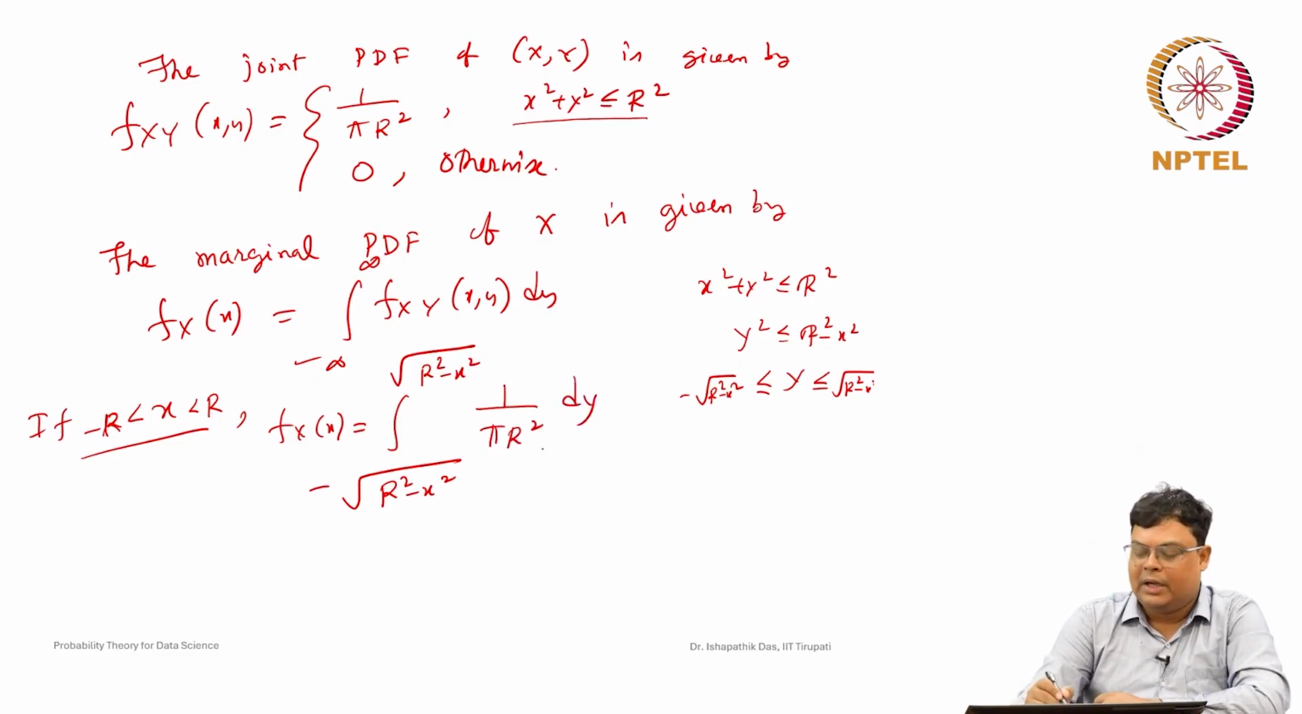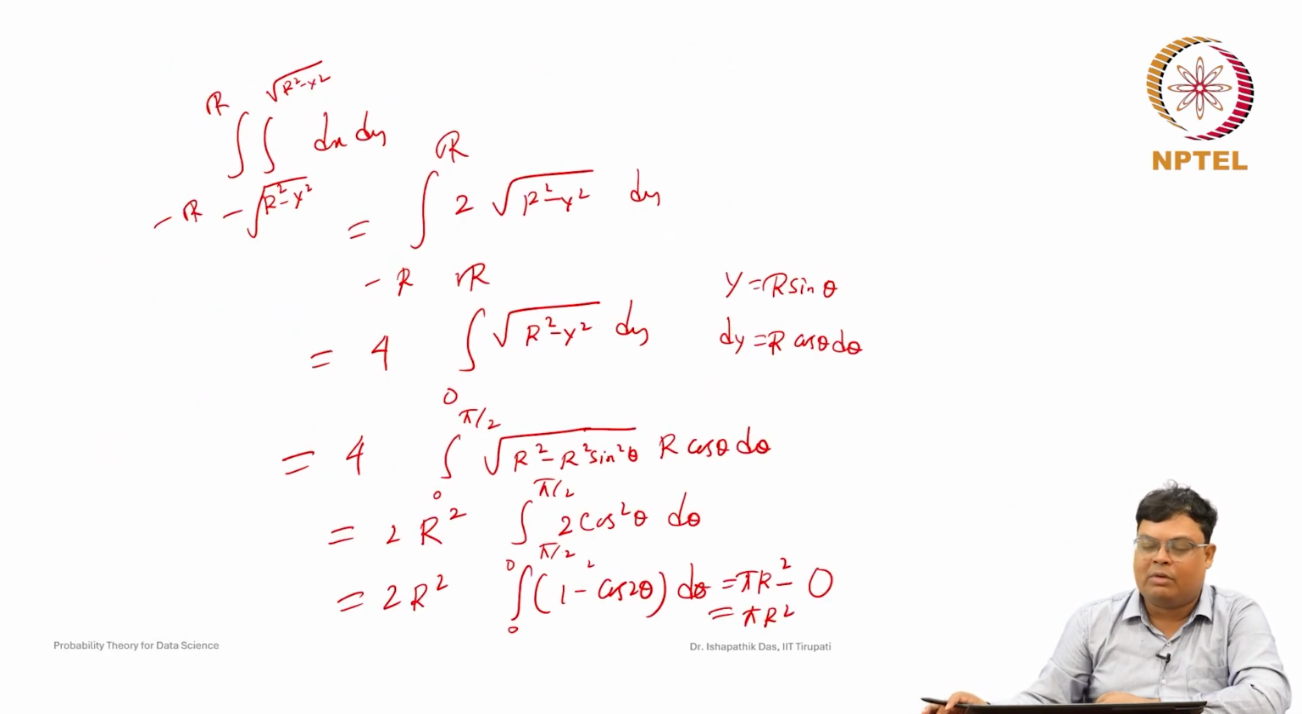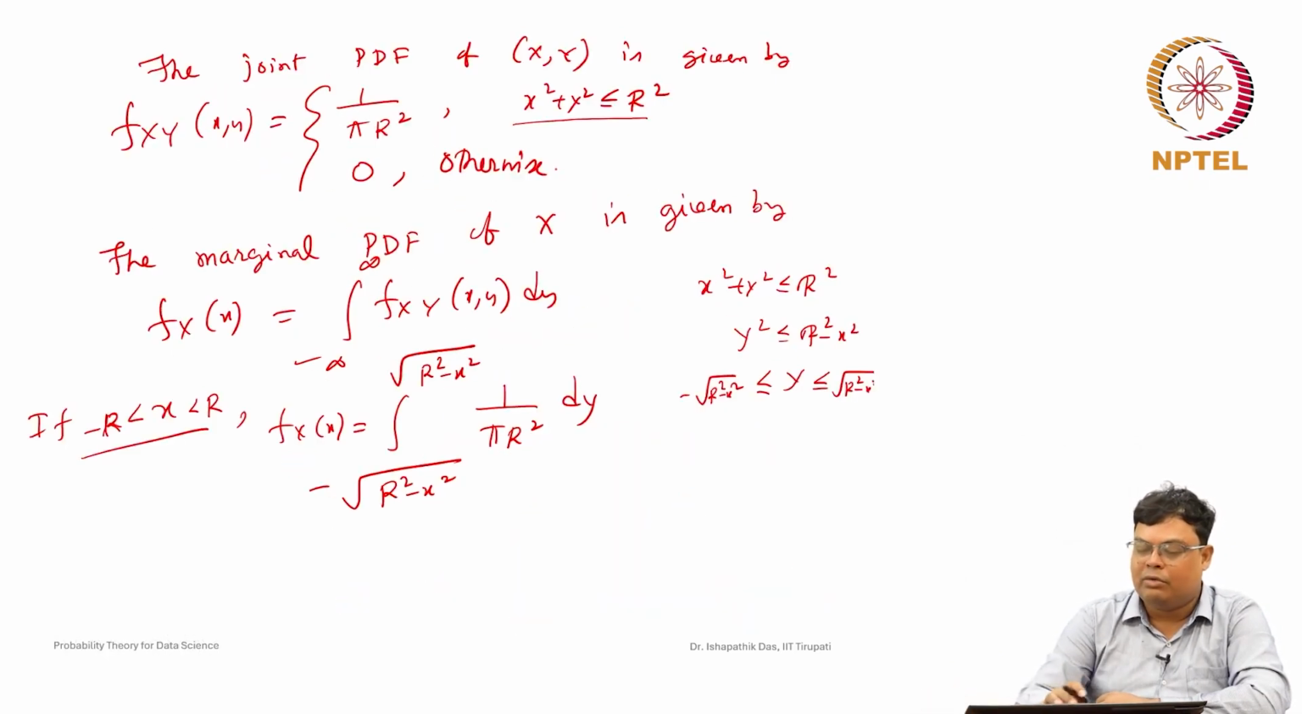So only then is it done properly; otherwise, if you make a mistake, we will not find exactly the probability density function. So you have to find this limit properly. We already know that the density is 1 by pi r square, the reciprocal of the area of the circle, but we worked it out here to understand how we do this marginal.